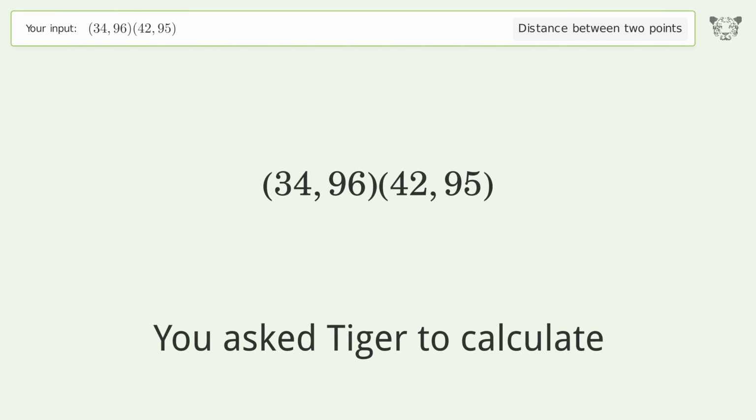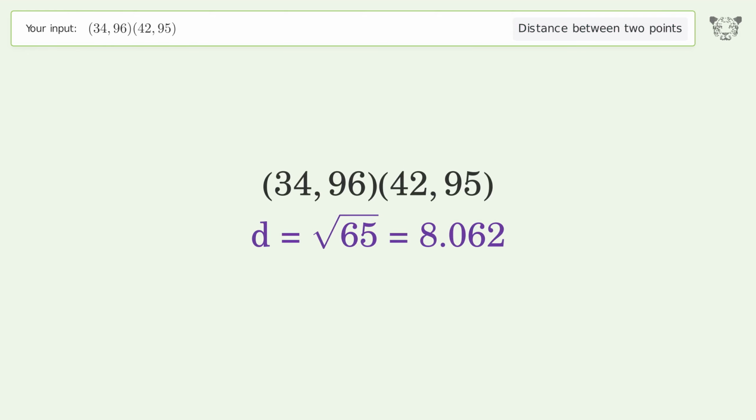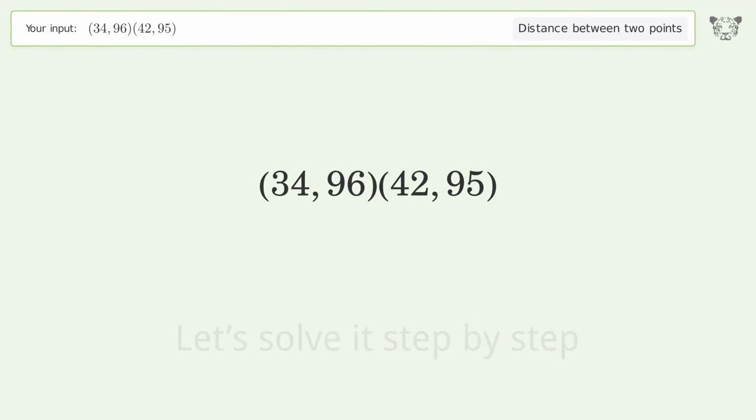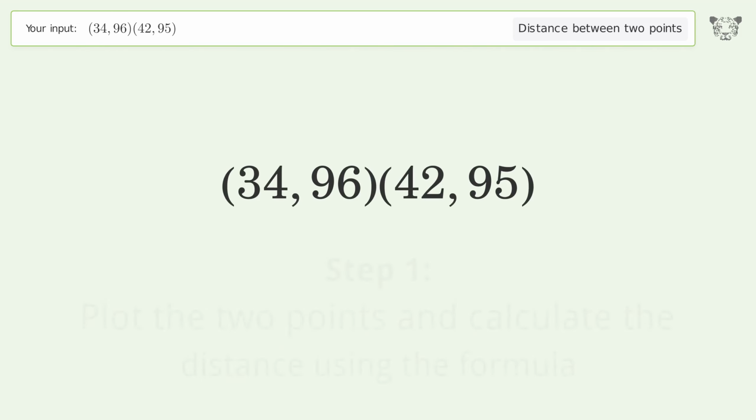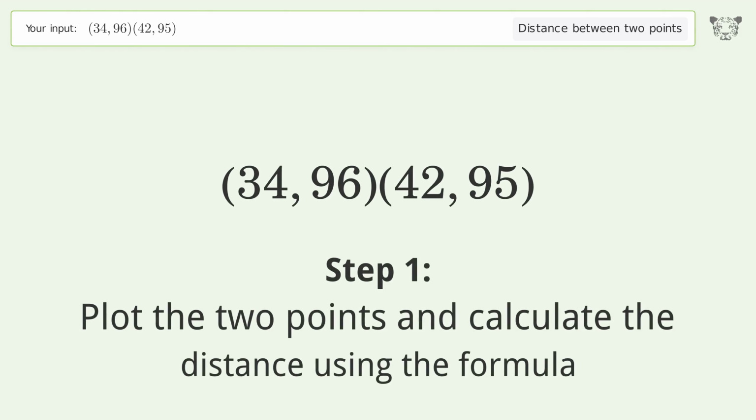You ask Tiger to calculate. This deals with the distance between 2 points. The distance between the 2 points is the square root of 65, or 8.062. Let's solve it step by step. Plot the 2 points and calculate the distance using the formula.